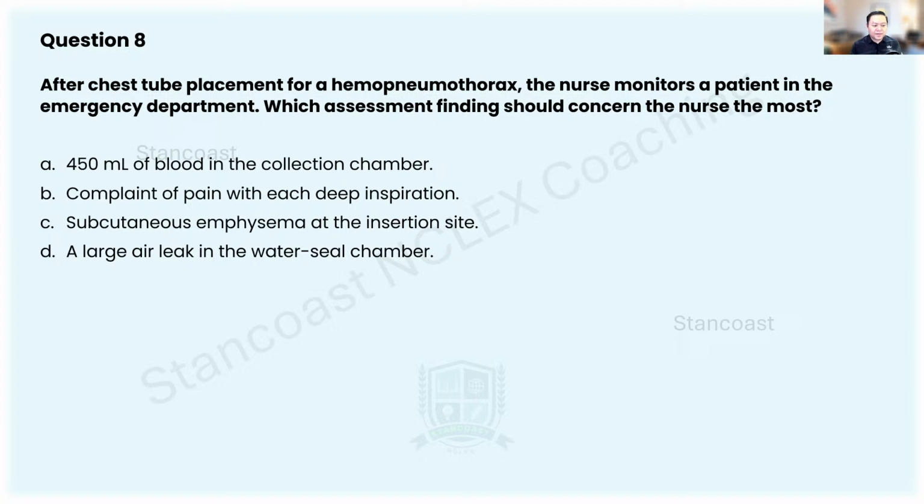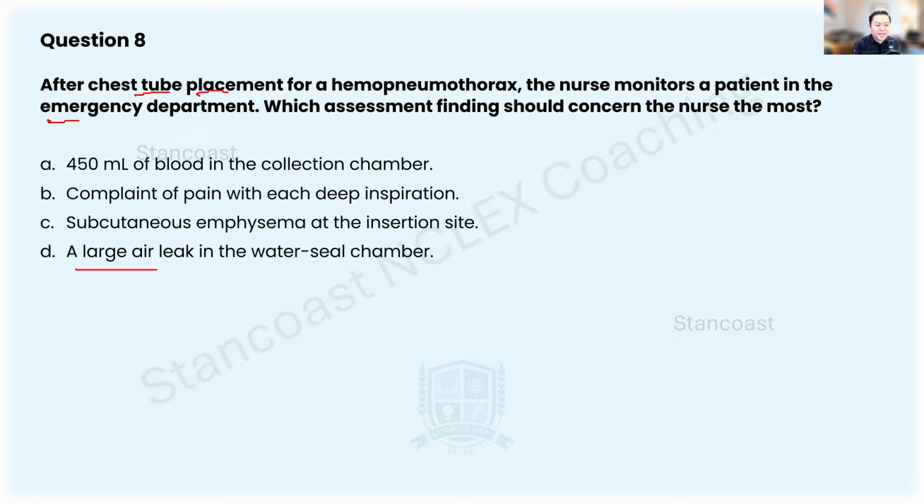What's in letter D? A large air leak in the water seal chamber. And the scenario, guys, is talking about a patient after a chest tube placement, so this is quite a brand new chest tube in this patient, and the patient is still in the ED, right? So what do you think about a large air leak in the water seal chamber? Well, during the acute phase, an air leak is actually an expected finding in the water seal chamber, okay?